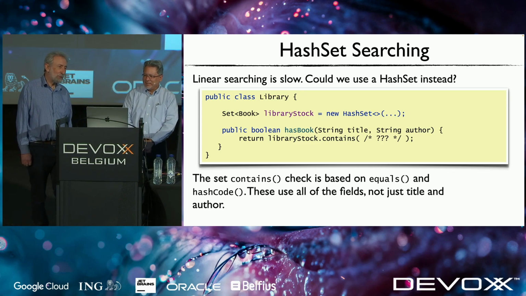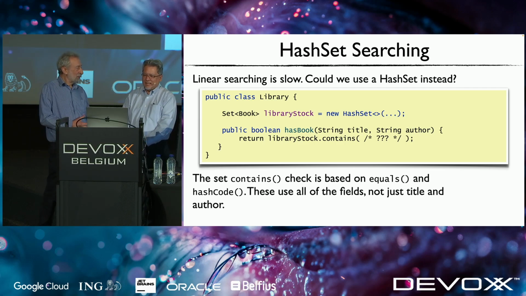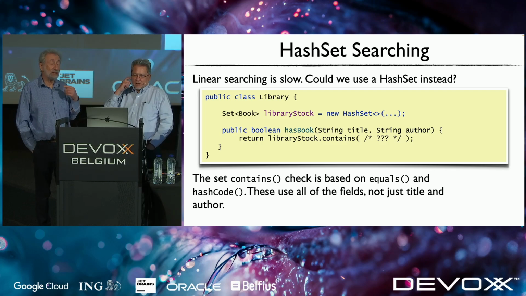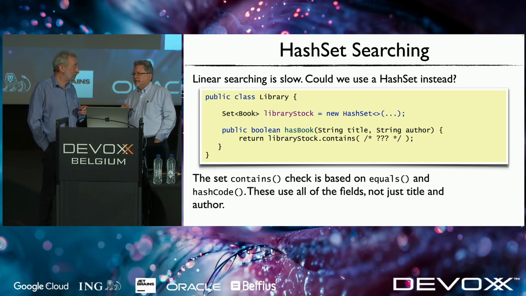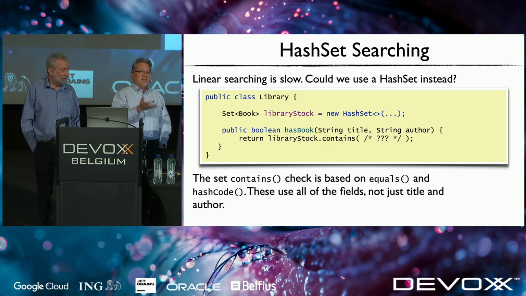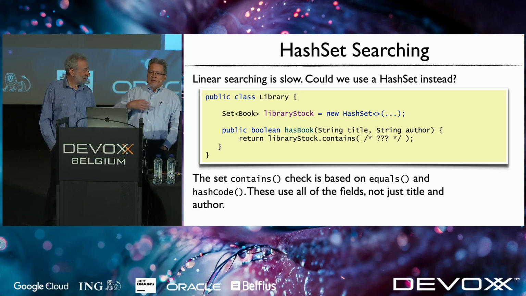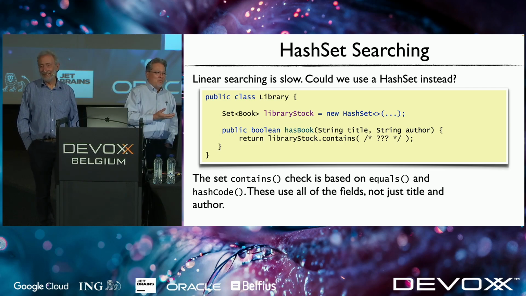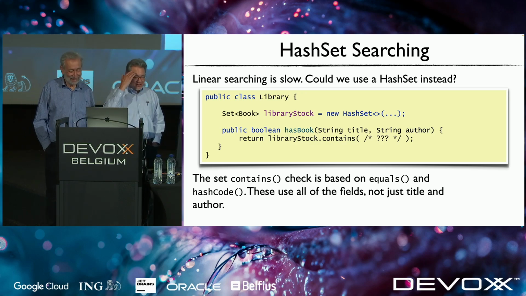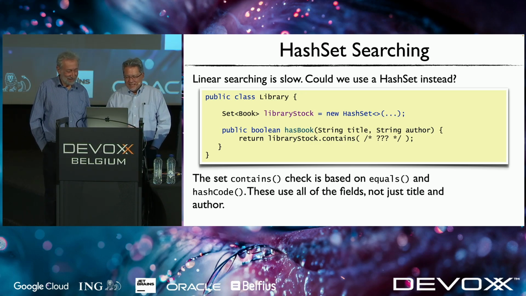Contains works on equality. You'd have to take the entire book and compare the book you're looking for to every field, well, not necessarily to every book in the collection. So we could easily check whether a set contains a book if we have the book already. But we don't have the book. All we have is the title and the author. So this is not working, and we have to do something else.